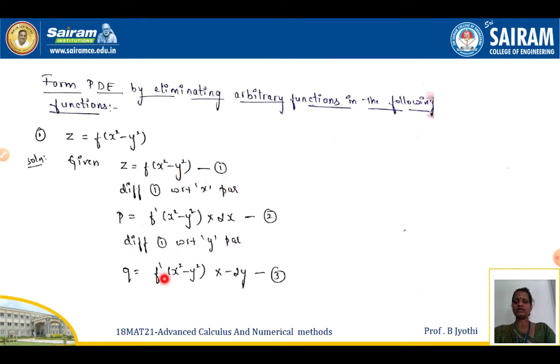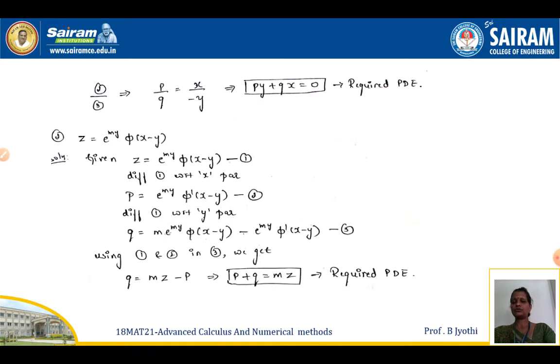To eliminate it, we need to do some basic operations: either add, subtract, multiply or divide. The best option here is to divide equation 2 by equation 3, so that f dash is eliminated completely. Dividing 2 by 3, we get p by q equals x by minus y, which on cross multiplication and simplification gives py plus qx equals 0, which is the required partial differential equation. We can observe there is no f or g in this answer.